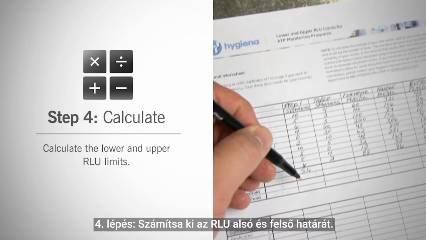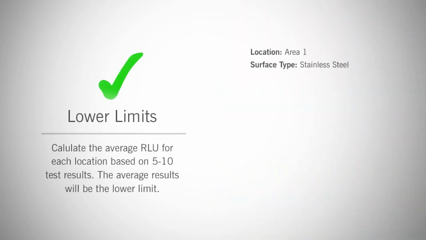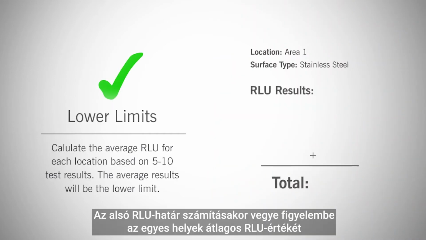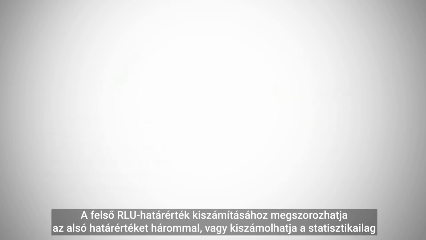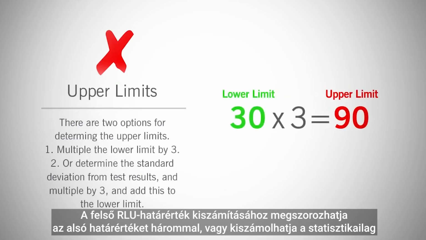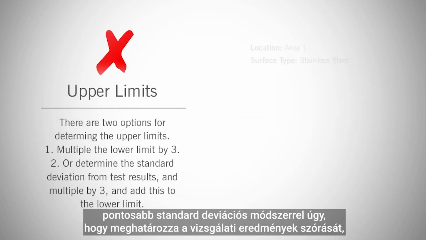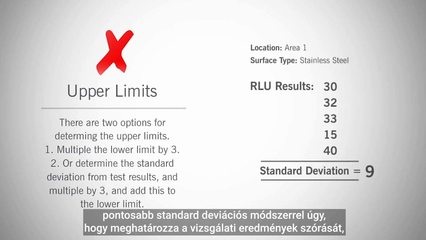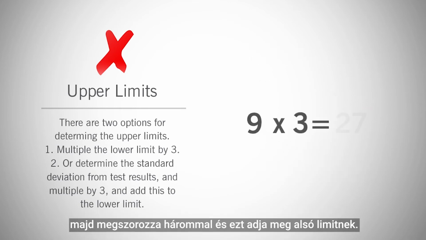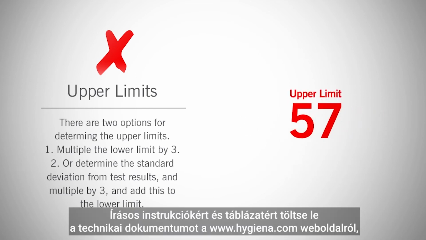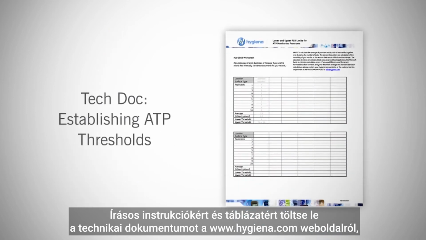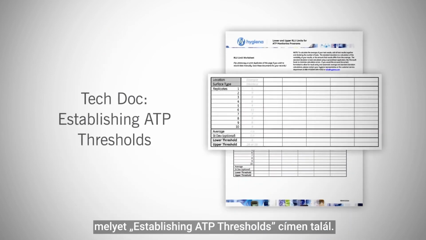Step 4. Calculate the lower and upper RLU limits. To calculate the lower RLU limit, take the average RLU for each location based on the 5 to 10 test results. The average result will be the lower RLU limit. To calculate the upper RLU limit, you can either multiply the lower limit by 3, or for the most statistically sound method, determine the standard deviation from the test results, multiply the standard deviation by 3, and add this to the lower limit. For written instructions in a spreadsheet, download the technical document entitled Establishing ATP Thresholds from Hygiena.com.